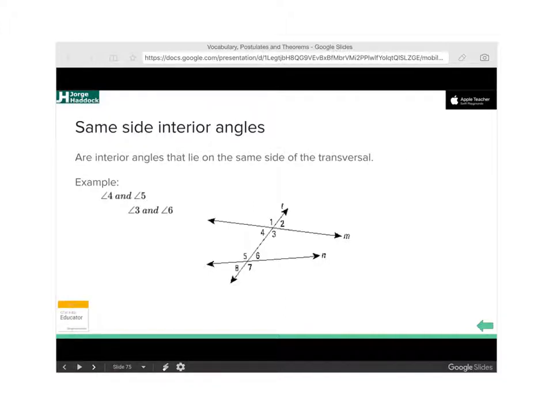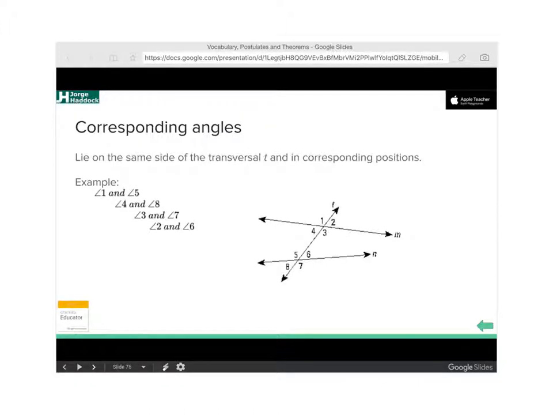The same side interior angles are on the interior of the two lines and on the same side of the transversal. So in this case, 4 and 5, 3 and 6.